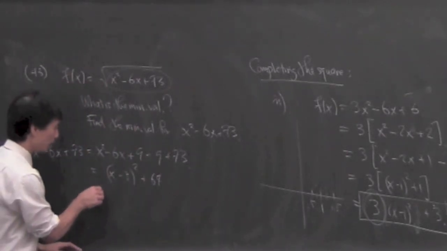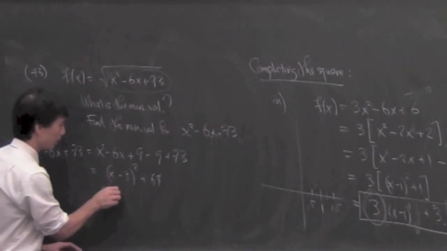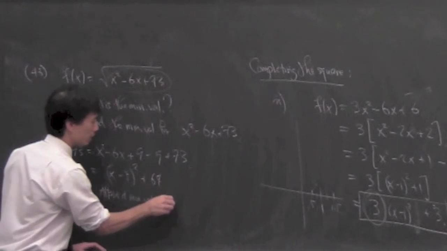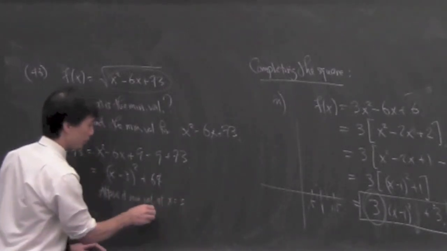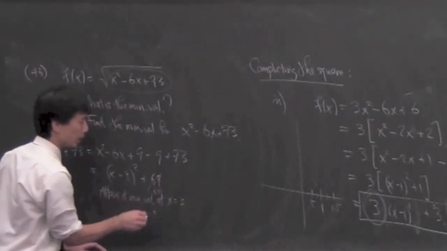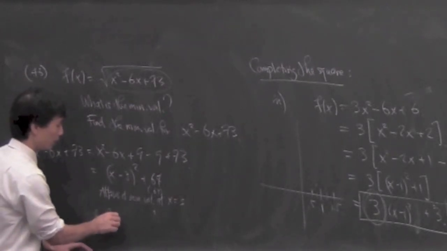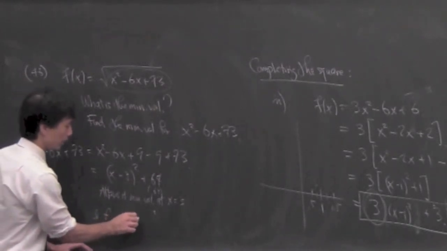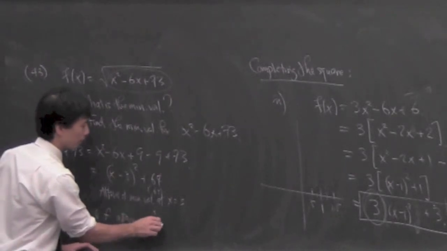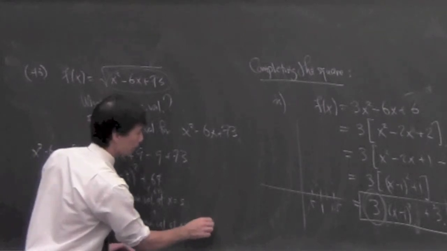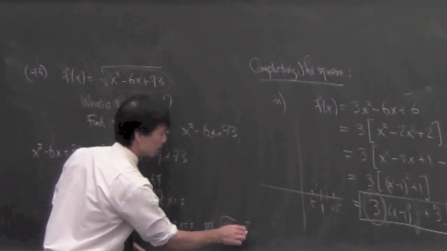Right? So this obtains its min value at x equals 3. Minimum value of 64 at x equals 3. So f obtains its min value at, again, x equals 3, and you get root 64. That is the same.